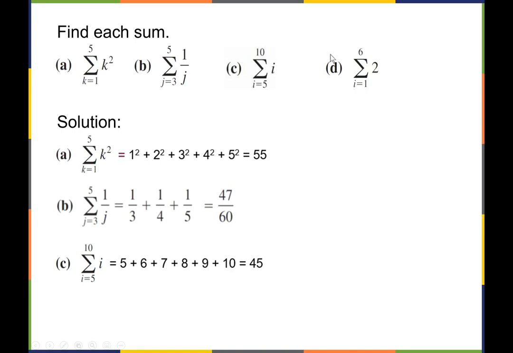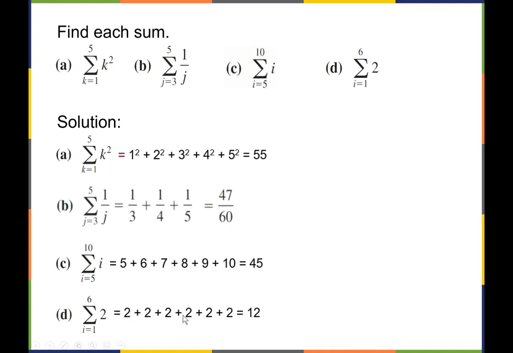And finally, D was a little bit of a challenge one. You have i equals 1 to 6, but you don't have any i over here. What does that mean? Well, it means you don't have anything to plug i into. So the first time you plug in i, you just have 2. You plug an i in again, that's 2.